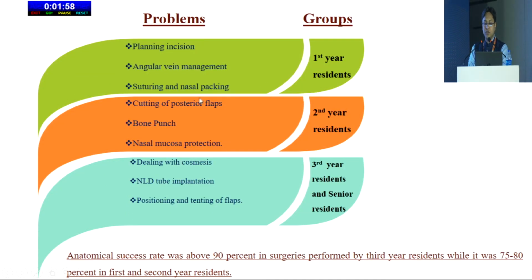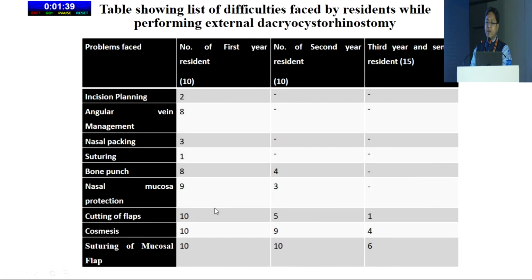These are the most common problems faced by all residents. In the first year, we have seen problems with planning, angular vein management, and suturing. The second year has different types of problems, and here we quantify each and every problem. The first year has problems with incision, angular vein management, and nasal packing, which almost disappear in the second or third year residents, meaning after doing 15 to 20 surgeries.